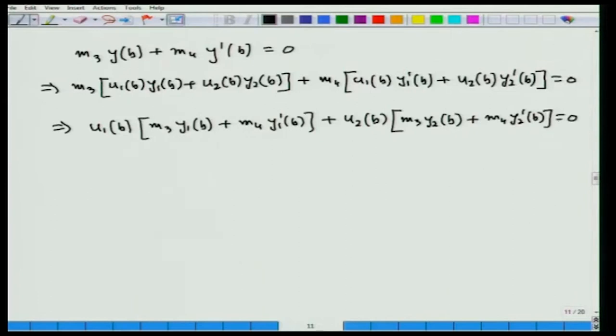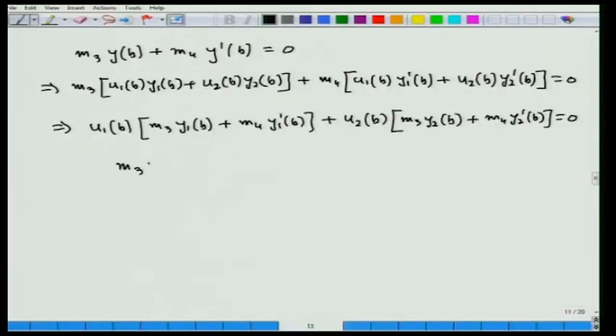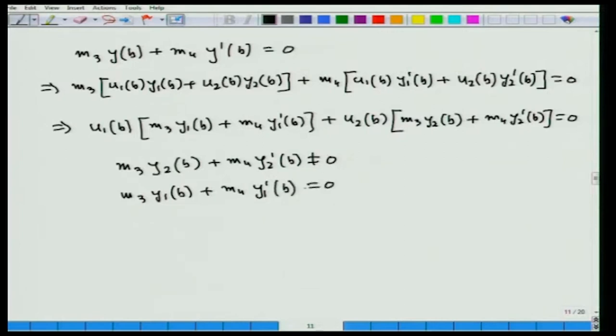Now, in the previous step we have assumed that y 2 satisfies the boundary condition on the left end. So, therefore, as per our assumption, m 3 y 2 b plus m 4 y 2 dot b is not equal to 0, and y 1 is going to satisfy the boundary condition on the right end. So, that means m 3 y 1 b plus m 4 y 1 dot b is equal to 0. So, substituting these two results here, we can find that u 2 b is equal to 0.